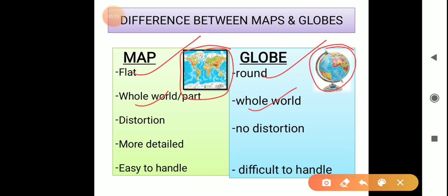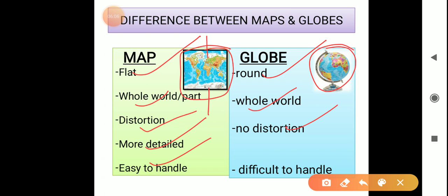Next, the shapes of the continents and oceans, especially those near the poles, are distorted on a map. There is no distortion on a globe. Next point is a map can show more details than a globe. Globes cannot be carried around easily. Maps can be printed on paper, so they can be folded or rolled and carried around easily. They can also be seen on devices like computers.